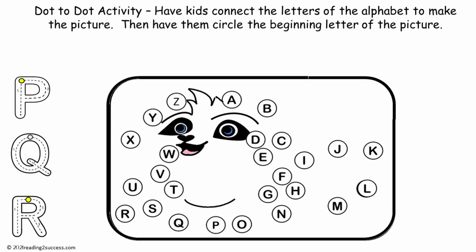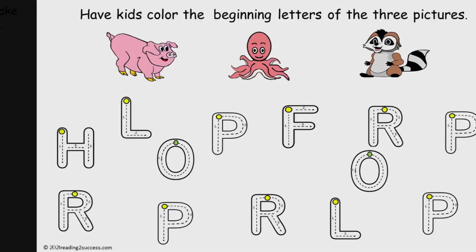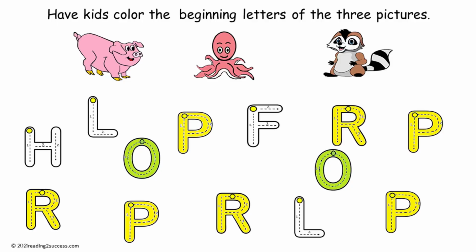This is the practice page for the dot-to-dot activity. This is the completed activity, and now kids are ready to color the picture. Now have kids color the beginning letters of the three pictures, pig, octopus, and raccoon. And this is a completed example.